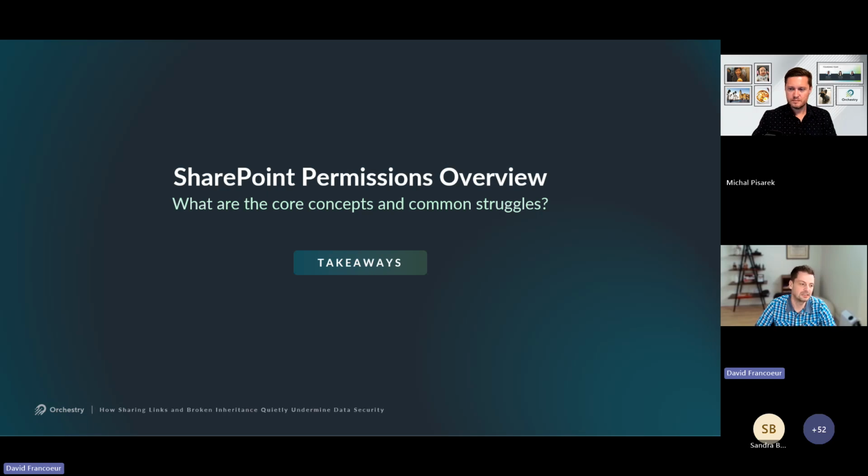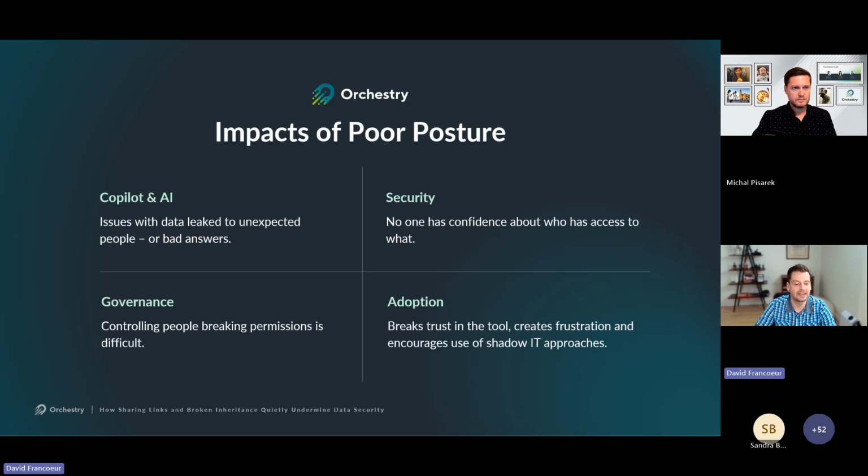So first of all, what are the impacts? Who cares, right? Why does this matter to me? Well, as we've shown, it can have a very direct impact on Copilot, both in terms of leaking information into answers that you weren't expecting, or if people think that they have access to content, like in the example Michael gave, but in fact they haven't clicked the link and therefore Copilot doesn't see it, they may find that the answer quality they get from Copilot is very poor, right?